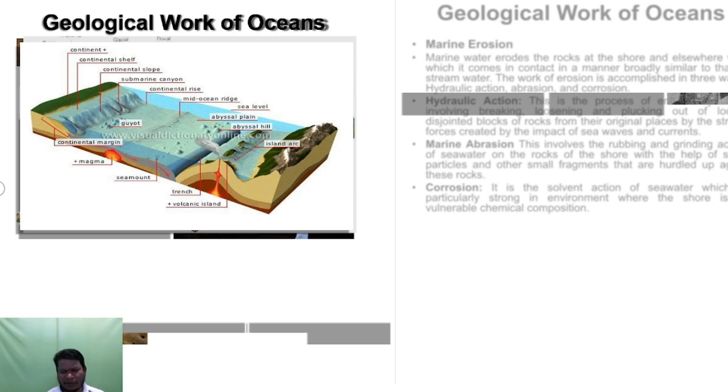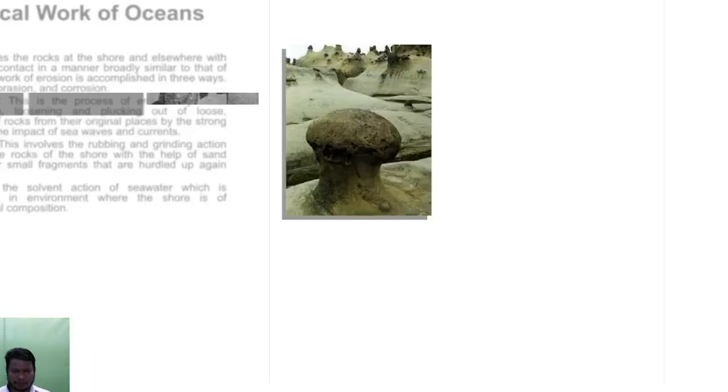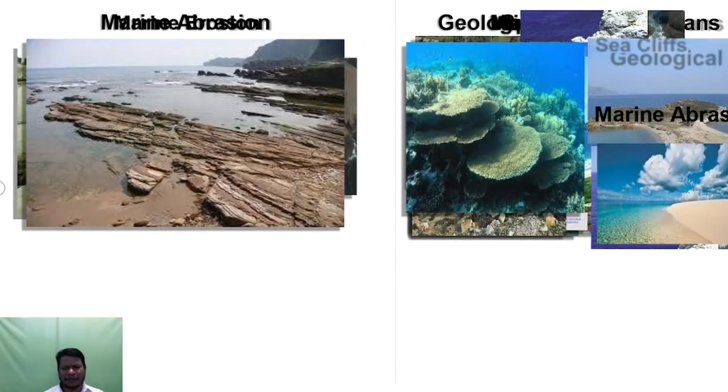Marine abrasion involves the roughing and grinding action of seawater on the rocks at the shore, with the help of sand particles and other small fragments that are hurled against these rocks. Corrosion is the solvent action of seawater, which is particularly strong in an environment where the shore has a valuable chemical composition. That is the meaning of this. This diagram shows the operation of marine abrasion. These all indicate the erosion by water. This diagram indicates the geological work of sea water.